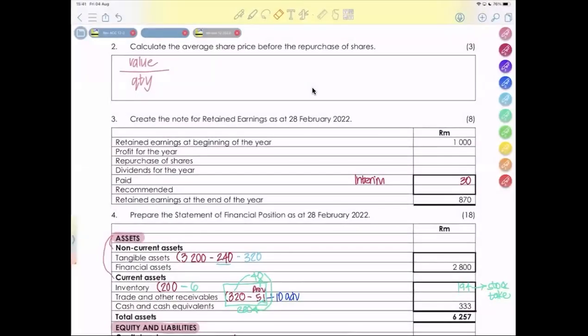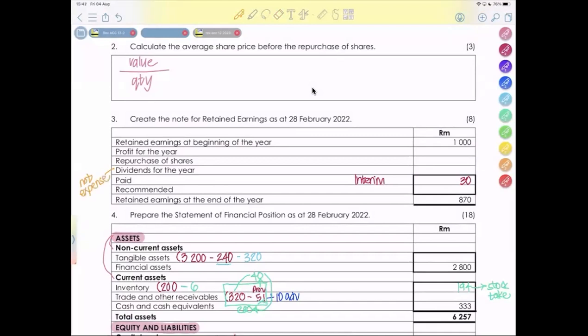Dividends are shown as part of the retained earnings because they are not a business expense. You can think of them in a very similar way to drawings. In fact, they are the same as drawings for a sole trader. So they will go here and not in the statement of income.